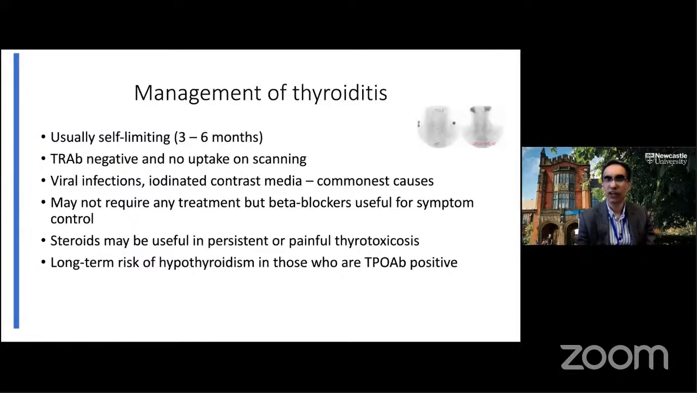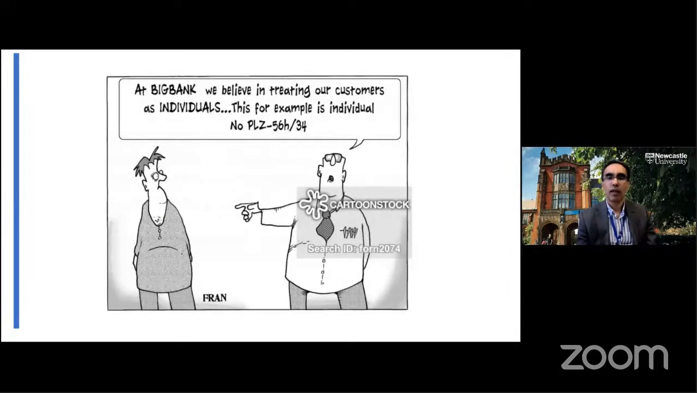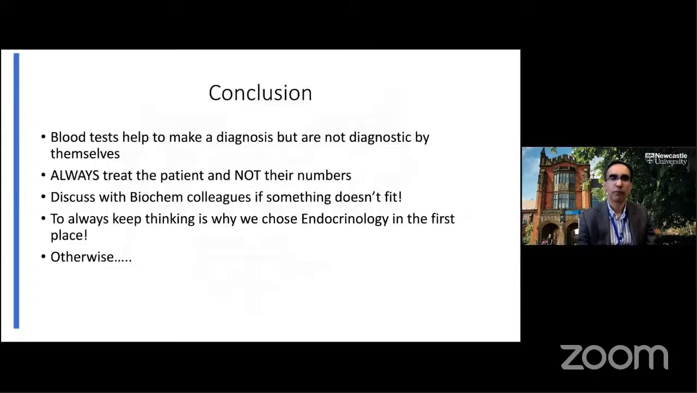Thyroiditis might not require any treatment, but beta blockers may be useful if the patient is symptomatic. Steroids may be useful if the thyroiditis is persistent, or if there is associated pain. There is a long-term risk of hypothyroidism, mostly in people who are TPO antibody positive. So again, I think it's important that we try and individualize our approach to patients with thyrotoxicosis. There's no one-size-fits-all for most of these.